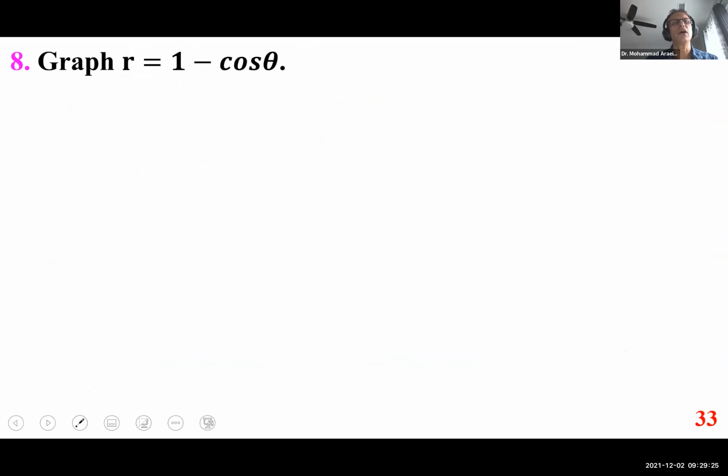We want to graph r equals 1 minus cosine theta. The first thing I want to tell you, if you want to graph in polar coordinates, just plot points. That's all. You start and you'll see the trace, you come up with the answer.